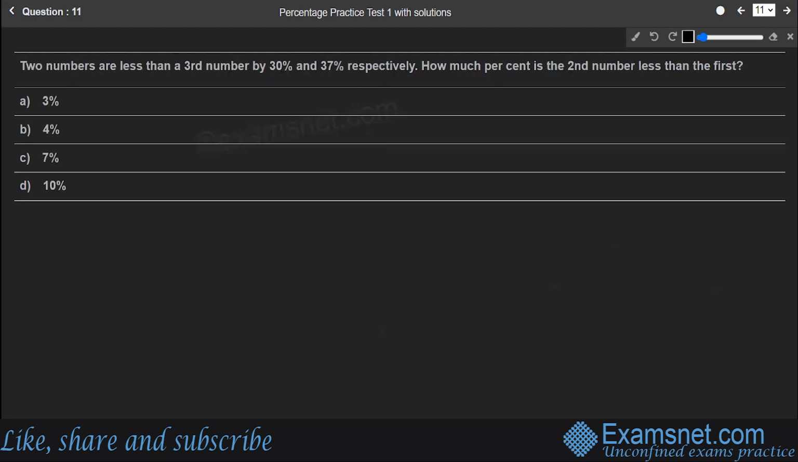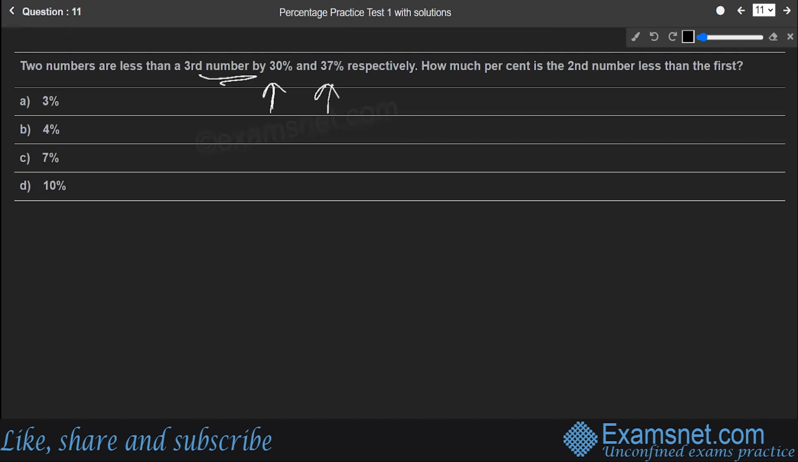Now, two numbers are less than a third number by 30% and 37%. How much percent is the second number less than the first? This is the condition given. In these types of questions, we assume the base number as x, the number in reference to which the rest of the numbers have been defined. We identify that number and assume it to be x. But in this question there is an advantage that everything has been given in terms of percentage.